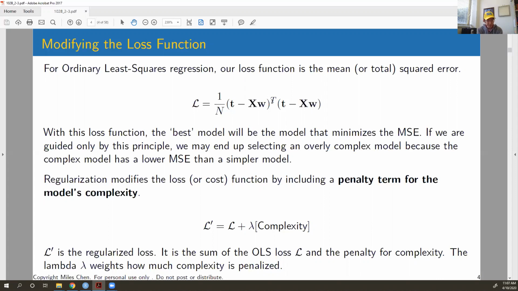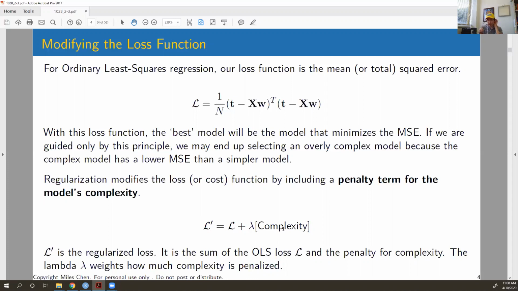And so what we're going to do here is say, you know what, the best model is going to have to balance the OLS term, the least squares error, or the squared error term, which is L, plus a complexity factor, okay? So we include a penalty term for the model's complexity, right? We're going to call this the regularized loss. This is L prime. The regularized loss is the OLS loss, the least squares loss, plus lambda times a complexity factor.